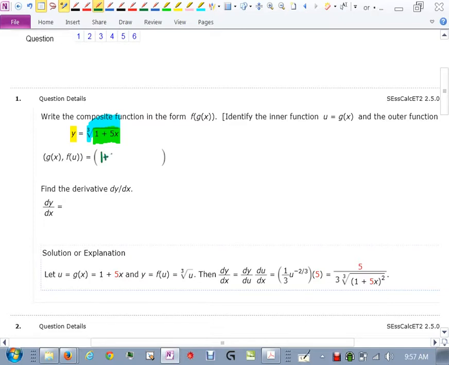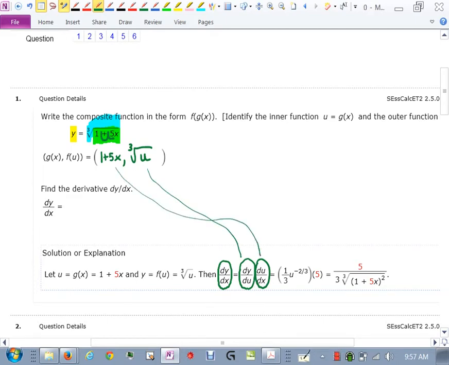So 1 plus 5x. And then the outer function, we refer to it as a function of u. So what we're going to do is look at this entire inside as being our u. And therefore, the outer function is cube root of u. Now, if we use the methodology that the book uses, they say down here, dy dx, derivative of y with respect to x, will be the derivative of y with respect to u times the derivative of u with respect to x. So what they do is they say, okay, well here's our function of u. We're going to take derivative of that with respect to u. And then we're going to take derivative of this with respect to x.